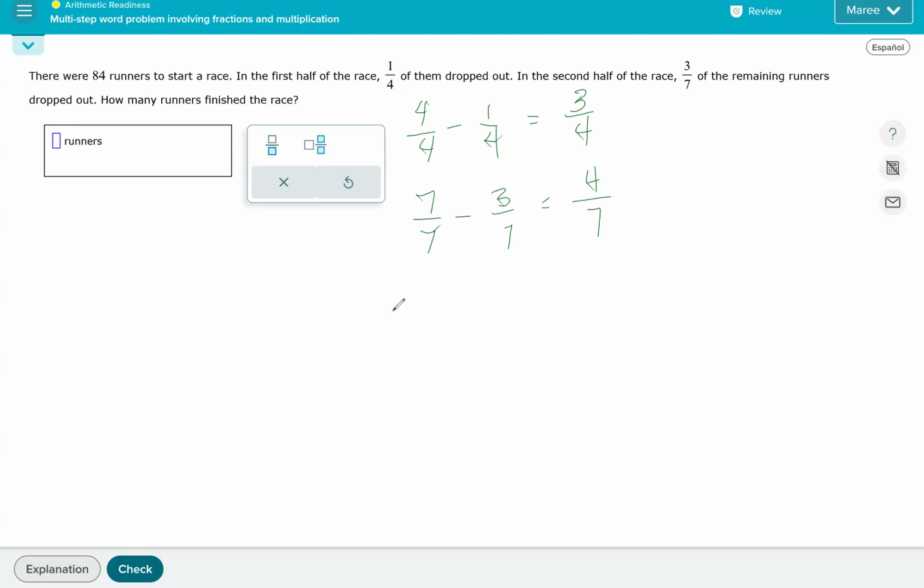So we're going to take 84 and multiply it by 3/4, or in other words, divide by 4 and then multiply your answer by 3. So 21 times 3 is 63. So after the first half, 63 are still running. And then we're going to multiply that by 4/7. 7 into 63 is 9. Times 4 is 36. So there are 36 runners who finished the race, if I did my math correctly.